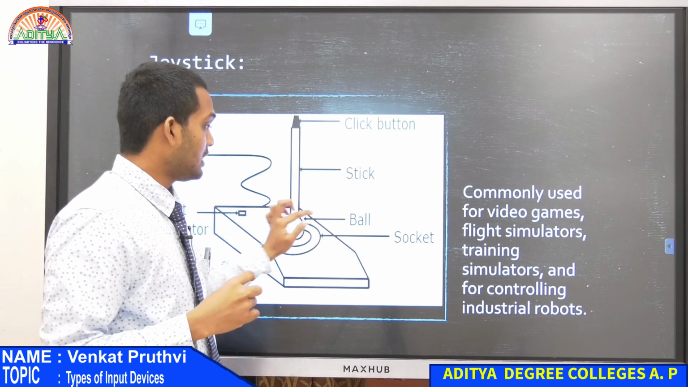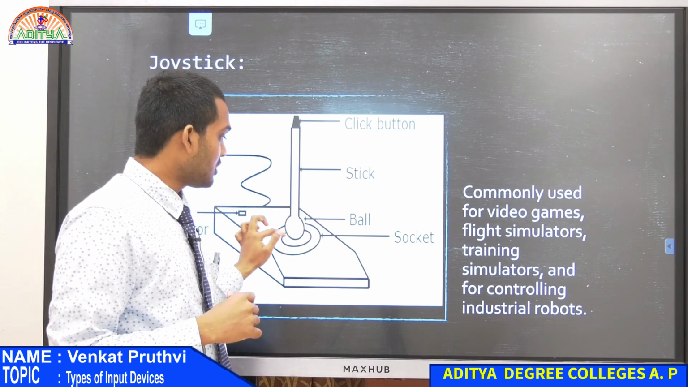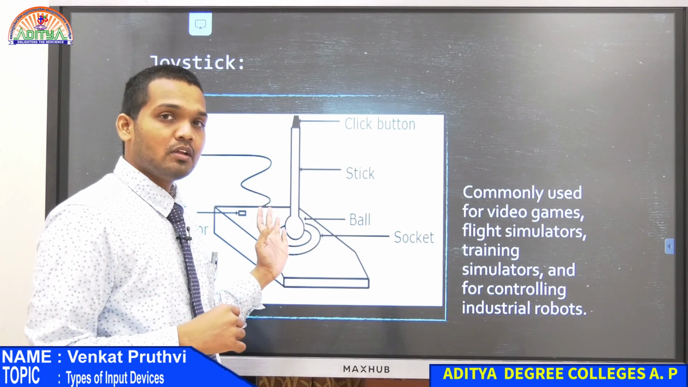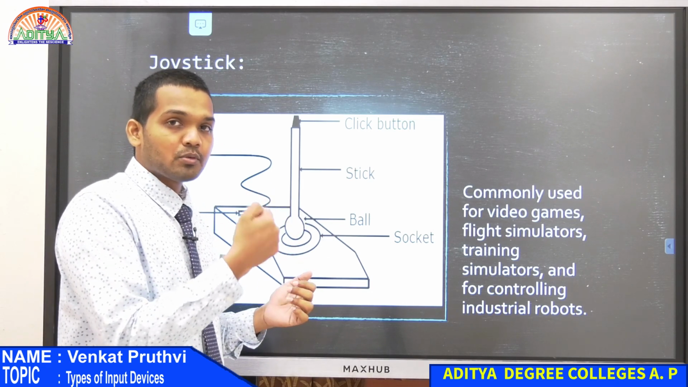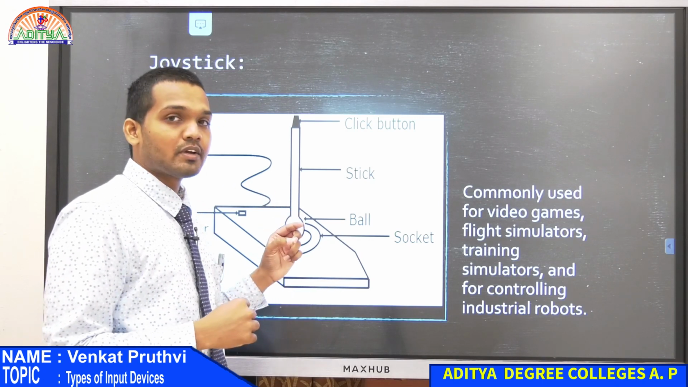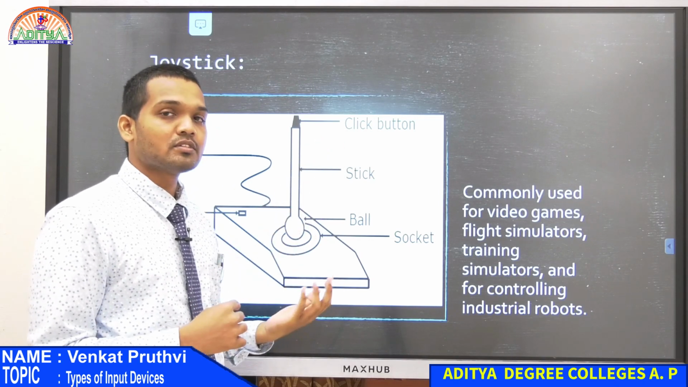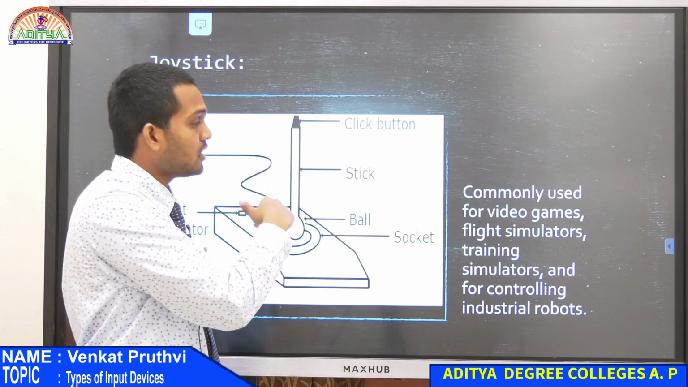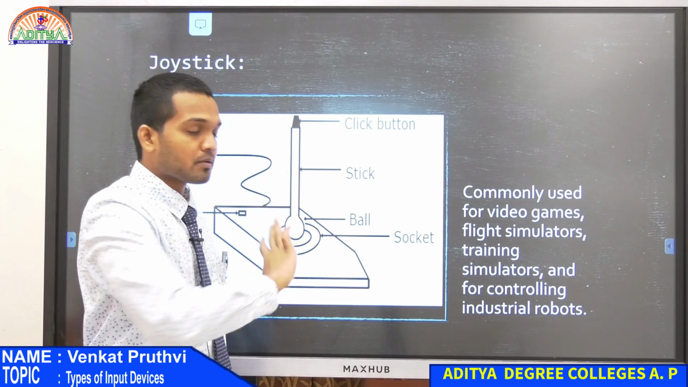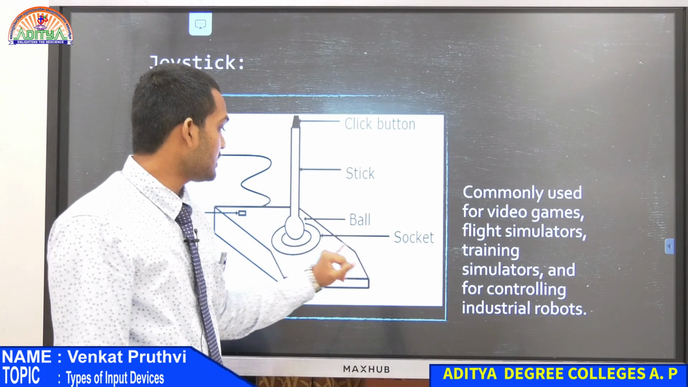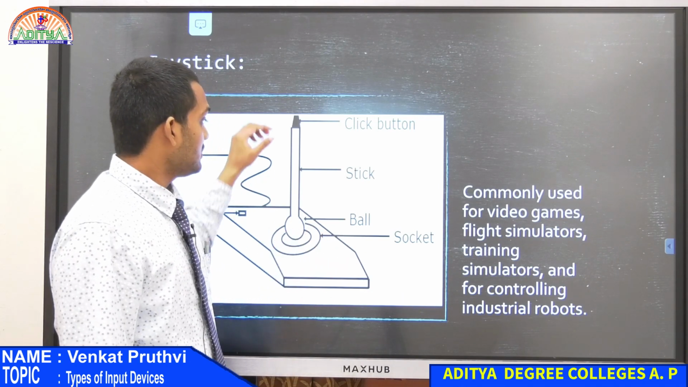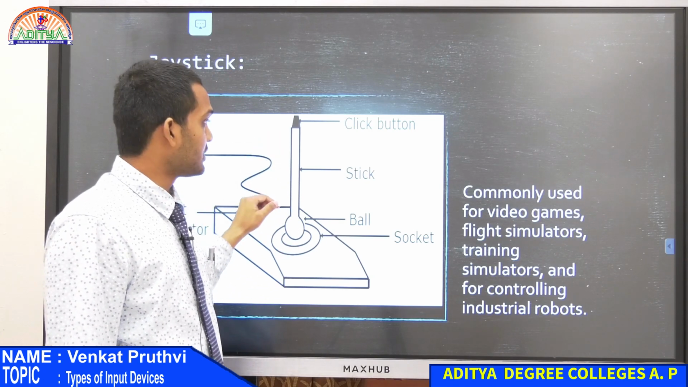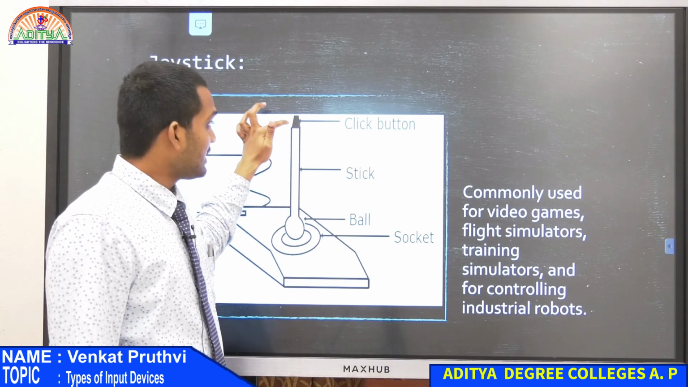The joystick has a ball over here, just like your trackball, and we know what this ball will be used for, because in the trackball, what was it used for? It was used for the movement of your pointer device, whatever is the arrow or whatever it is, on the screen. It has a socket underneath that ball, and there was a stick. The ball had an extended stick. On the top of the stick, you had a click button.